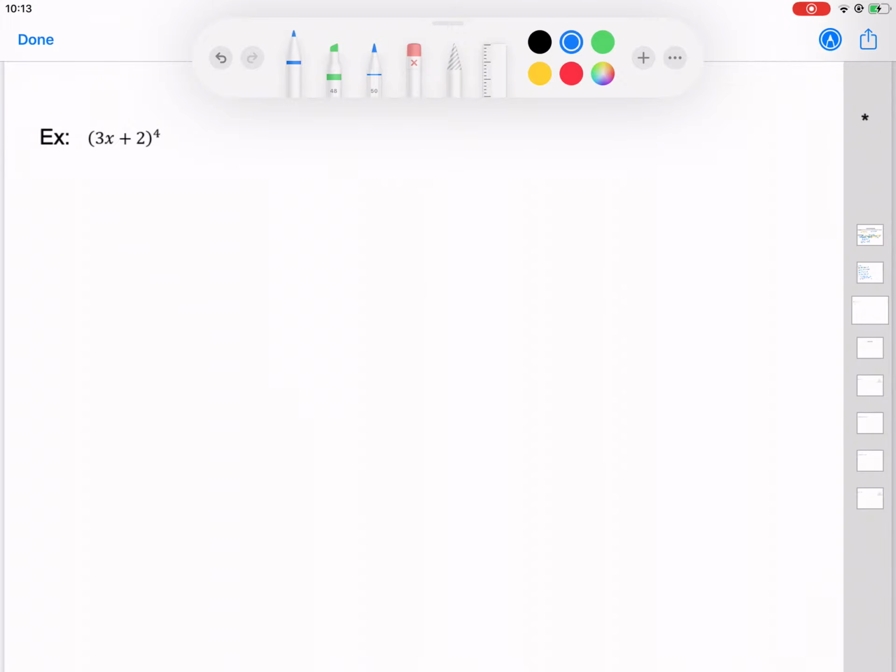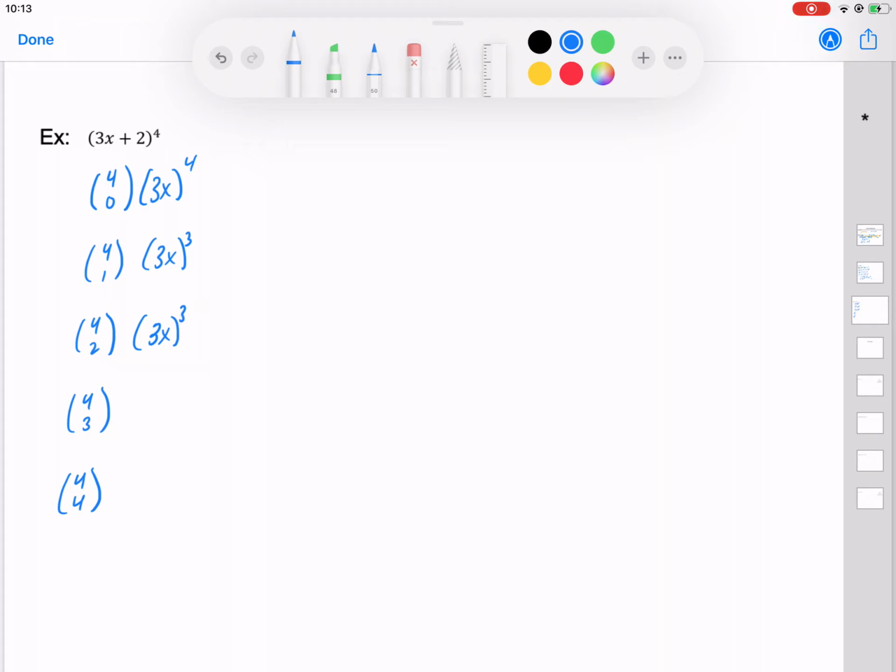All right, let's go ahead and do another one using the binomial theorem. So we've got our n is 4, so we'll do 4 choose 0, then 4 choose 1, 4 choose 2, 4 choose 3, 4 choose 4. Our a is 3x, so I'm going to do 3x to the 4th, then 3x to the 3rd, then 3x to the 2nd, then 3x to the 1st, and then 3x to the 0.